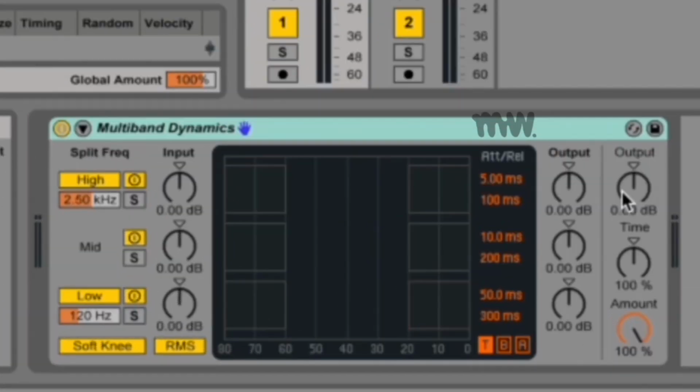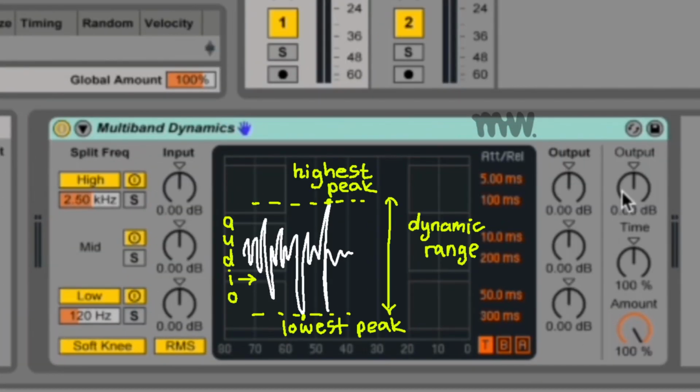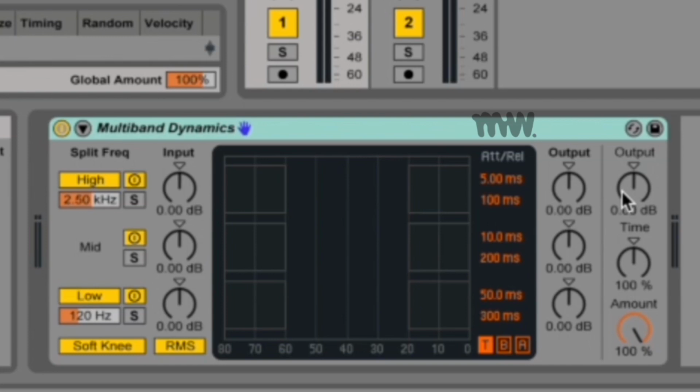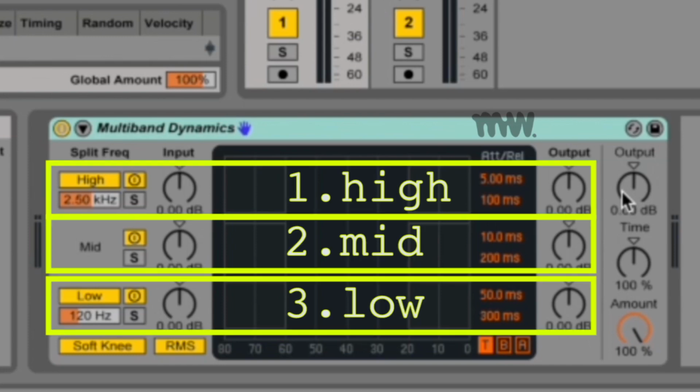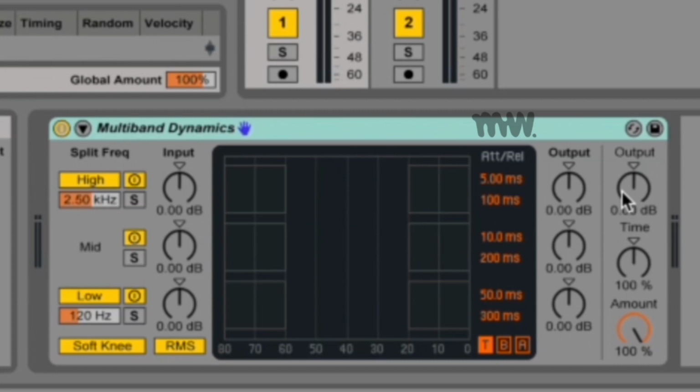This device is a flexible tool for modifying the dynamic range of audio material. This Multiband Dynamics audio effect allows for upward and downward compression as well as upward and downward expansion of up to 3 independent frequency bands with adjustable crossover points and envelope controls for each band. If that sounded a bit jargony to you, don't worry, I'll explain all of that in layman's terms.